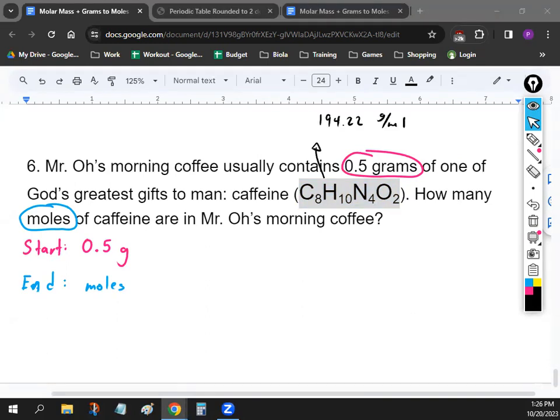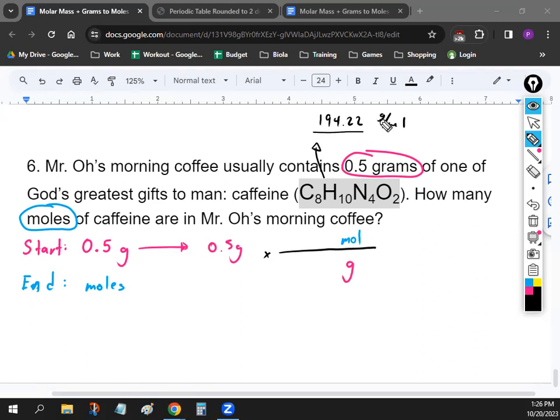All right, so I gave you the molar mass of caffeine. You should have got 194.22. And so what we're going to do is take our starting number and set up our fraction. So 0.5 grams. Since you want to get rid of grams, this is our starting unit of measurement. We put it on the bottom. So grams goes on the bottom. You're looking for moles, so you put moles on the top. And then we just plug in our molar mass.